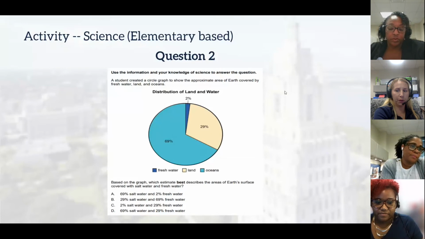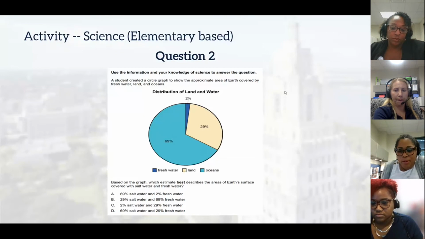Yeah, it's a really simple circle graph. It's not a complex graph. So like you said, based on prior knowledge, between a 1 and a 2. And I agree. That would be between a 1 and a 2.